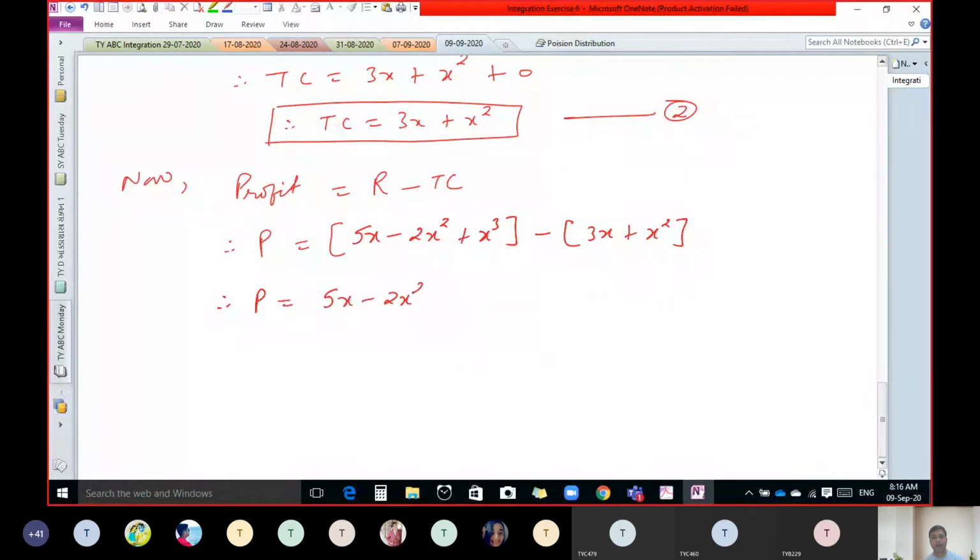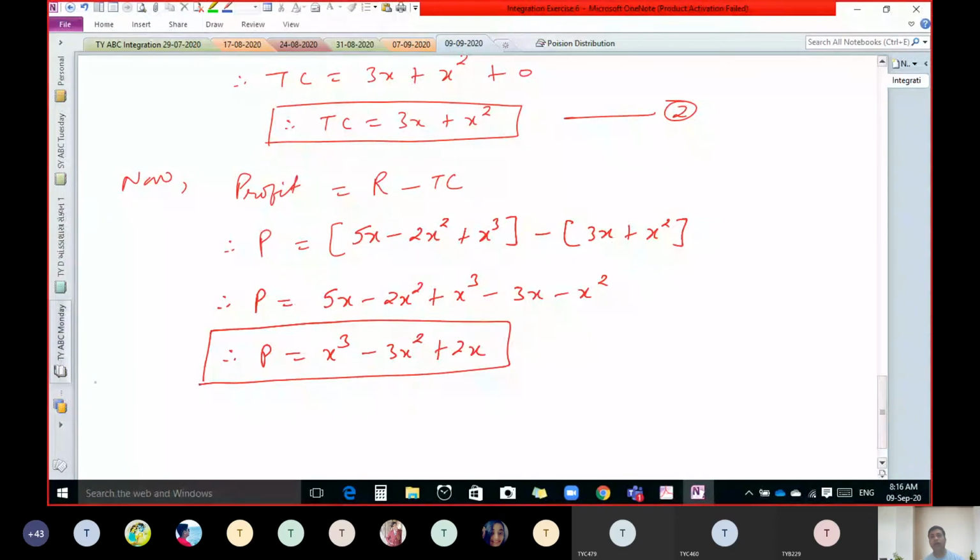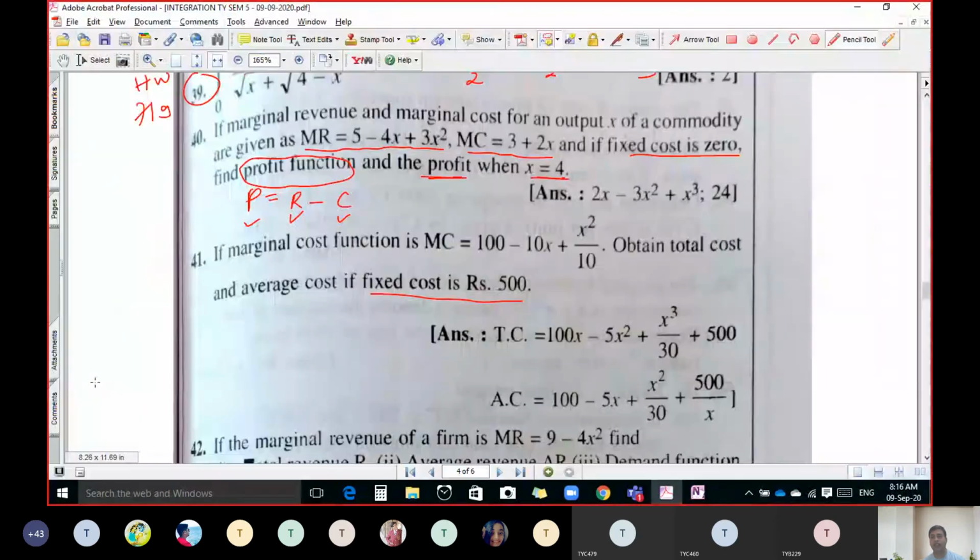Open the bracket. So P equals x cube, minus 2x square minus x square is minus 3x square, and 5x minus 3x is plus 2x. So this is our profit function: x cube minus 3x square plus 2x, or you can write 2x minus 3x square plus x cube. It's the same thing.